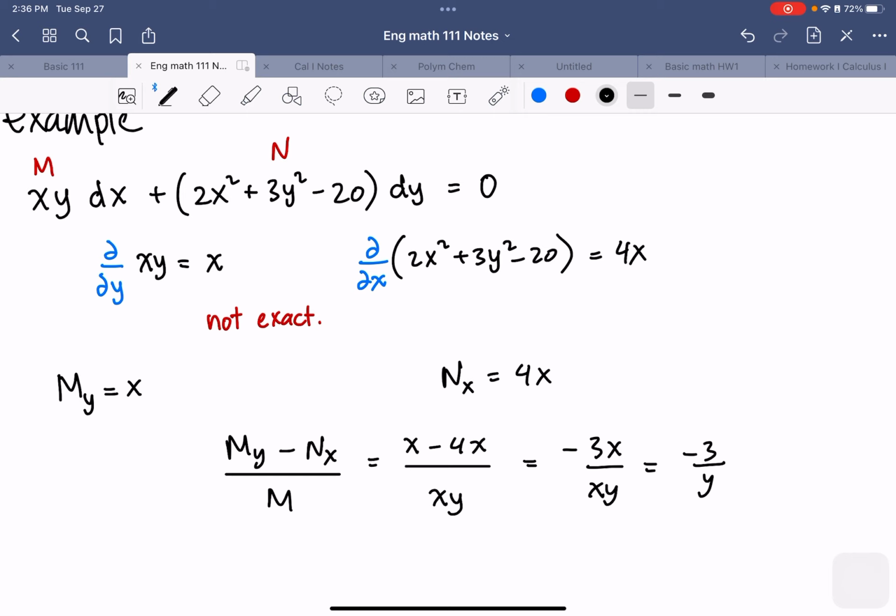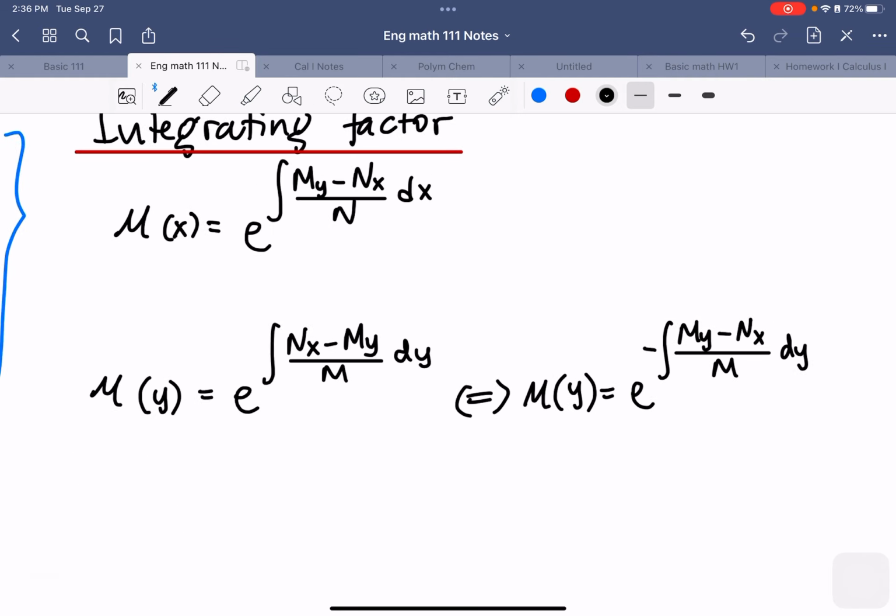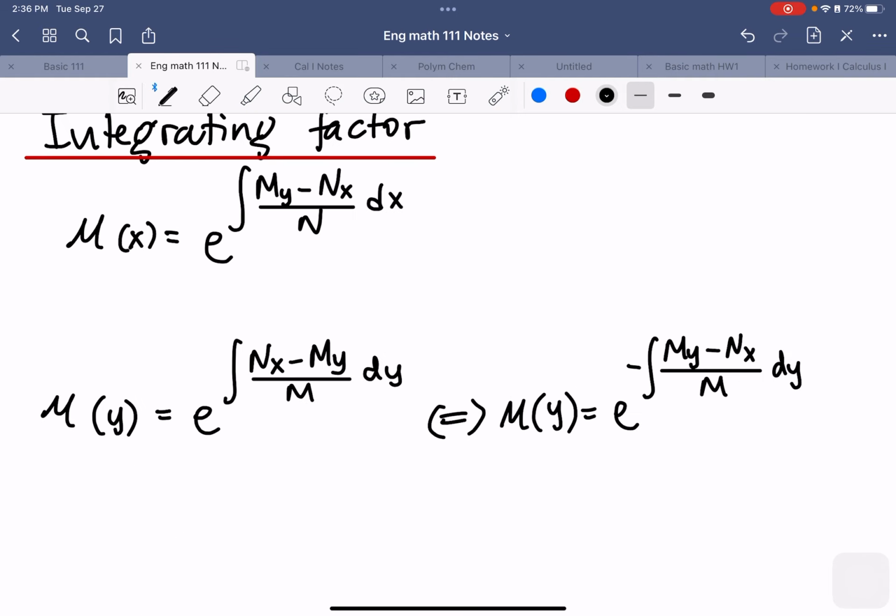If we define this by m, of course this can be nx minus my or my minus nx, it's okay, because if we look at the integrating factor, we can just always put in the negative when we deal with dy. So this is more practical. It doesn't really matter nx minus my or my minus nx. I think you can just stick with my minus nx, and later you can just multiply by negative if it's dy. It's more practical.